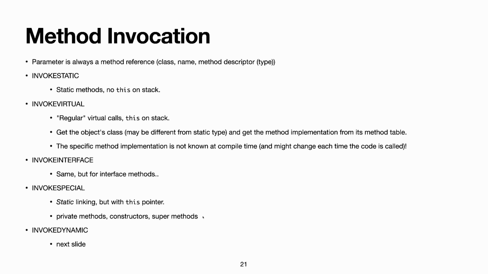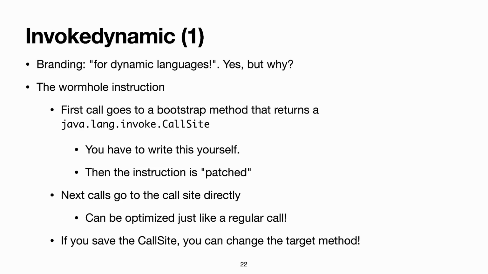So the key difference here is that really we do know the type of the this object. We do know the real class for it. Whereas in invoke virtual, we do not know the class of the object until runtime. And finally, we have invokeDynamic, and this one is a bit more special, and it's on the next slide.